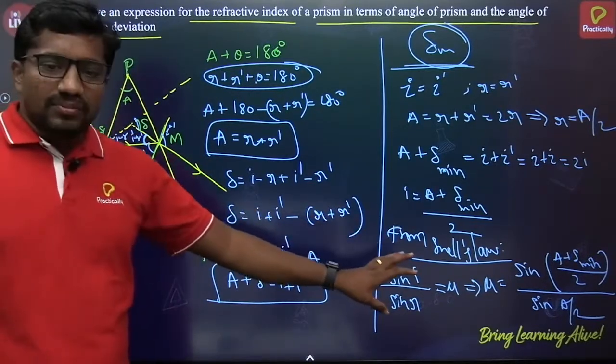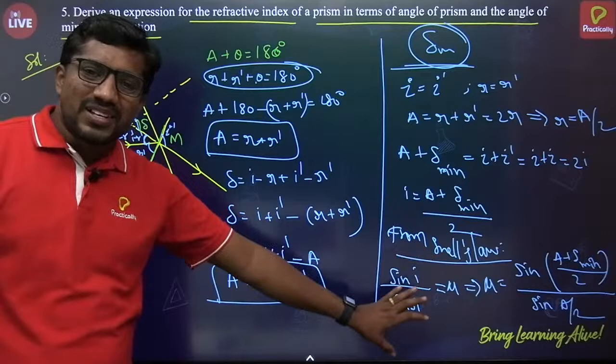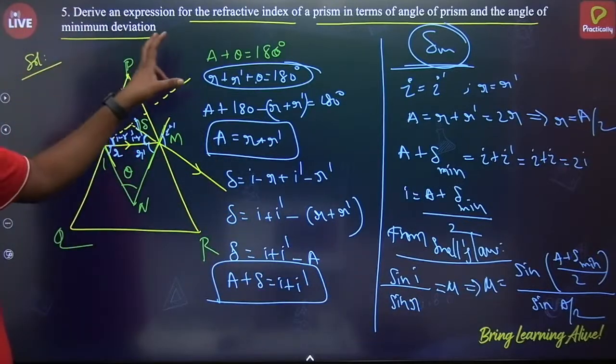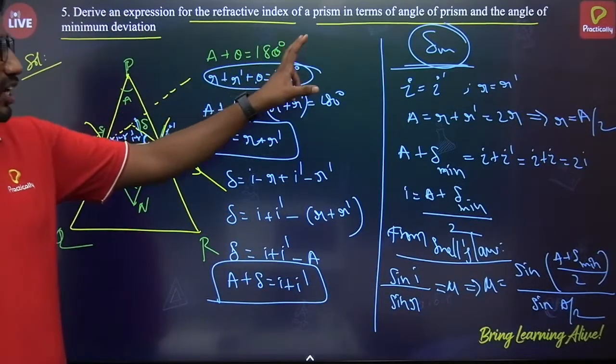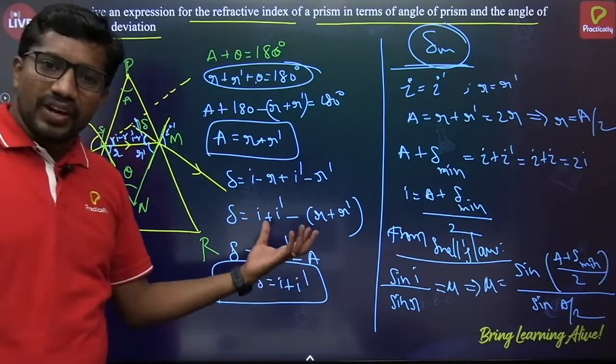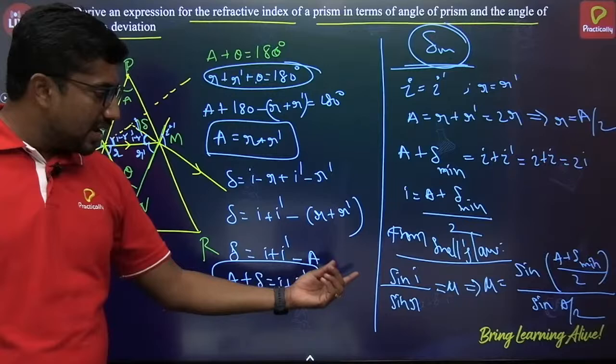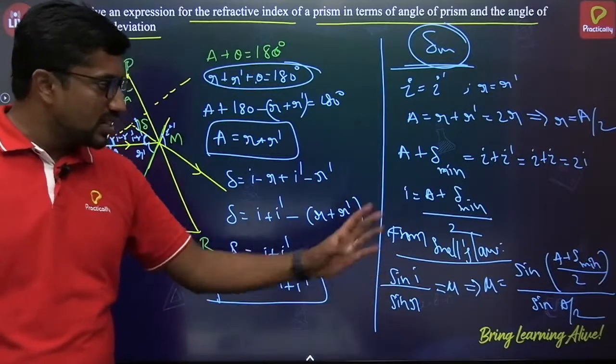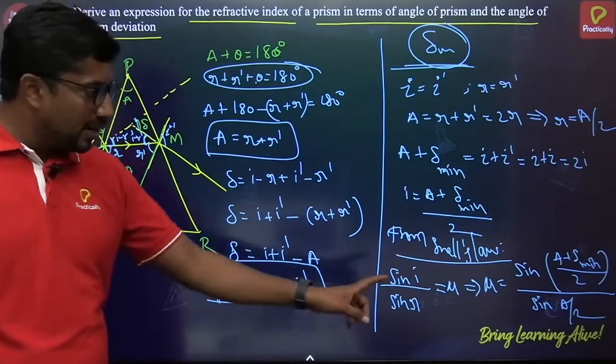So this we can obtain from Snell's law. Derive an expression for the refractive index of a prism in terms of the angle of prism and the angle of minimum deviation. This is how we can obtain it: sin i by sin r is equal to mu, then mu is equal to sin of (A plus delta minimum) by 2, divided by sin A by 2.